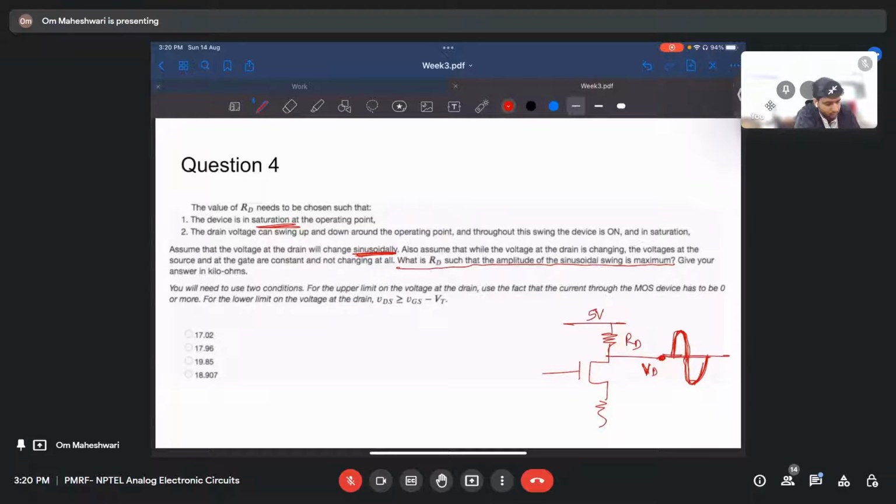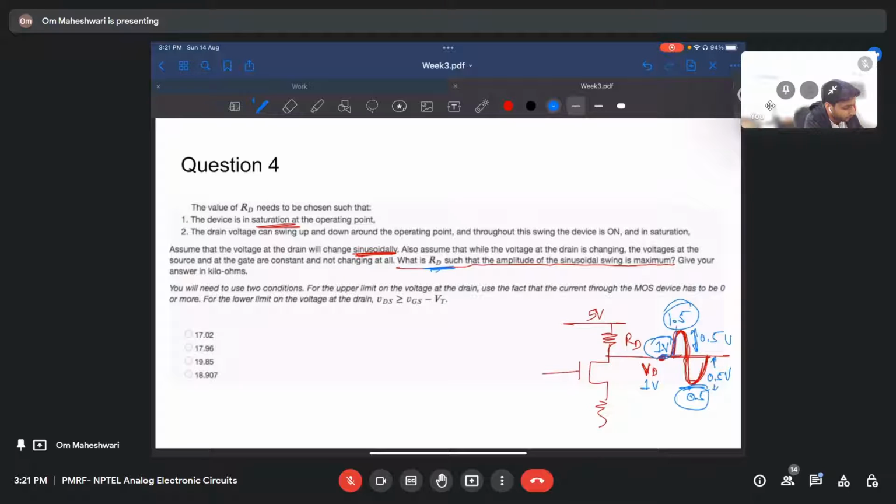So let us suppose the voltage here was let's say 1 volt. So if it swings, let's say 0.5 volts here and 0.5 here, it must remain in saturation. So if this is 1 volt, it will be 1.5, it will be 0.5, right? So it should be in saturation at 1.5 also and 0.5 also if I keep VD at 1 volt. So we have to find such a value of RD that will maximize this swing.